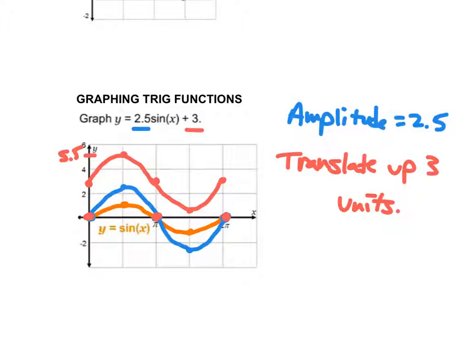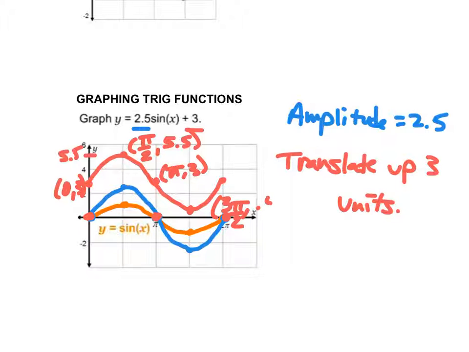Okay, so now let's check out our points. This is the point 0, 3. This is the point pi over 2, comma 5.5. This is the point pi, comma 3. This is the point 3 pi over 2, comma 0.5. And then this point right here is the point 2 pi, comma 3.